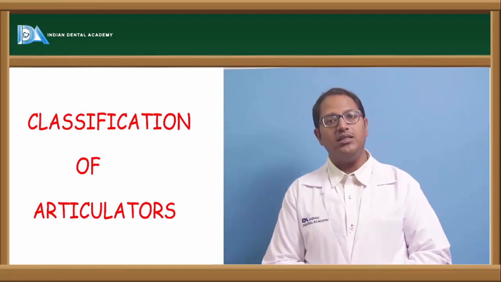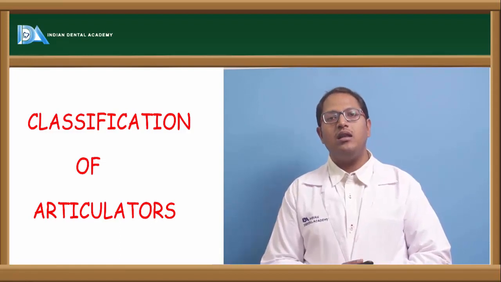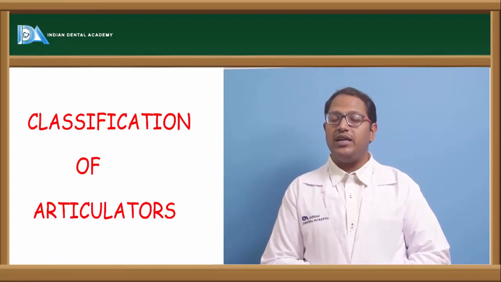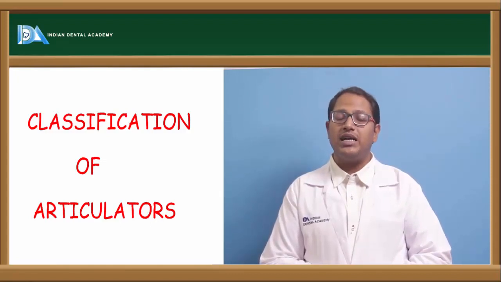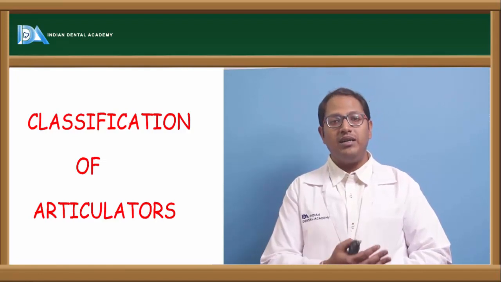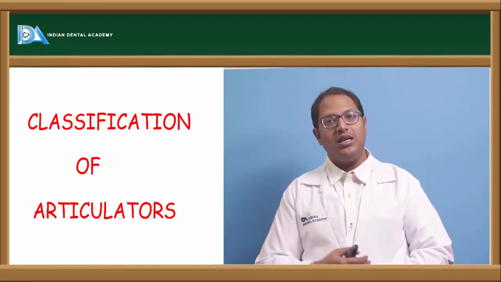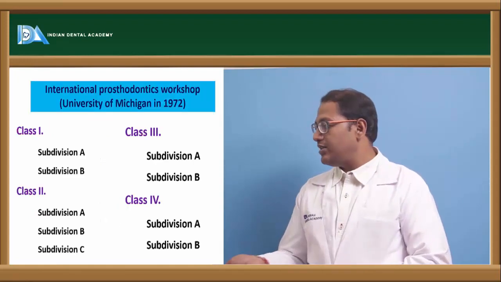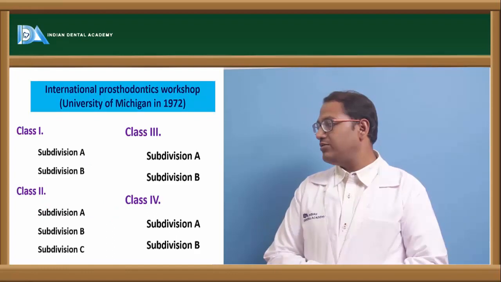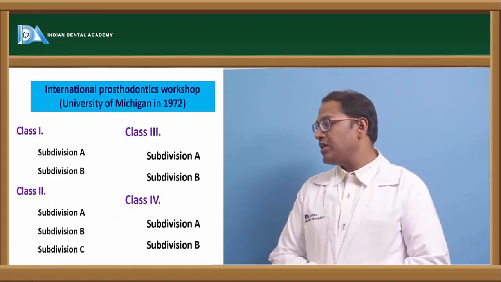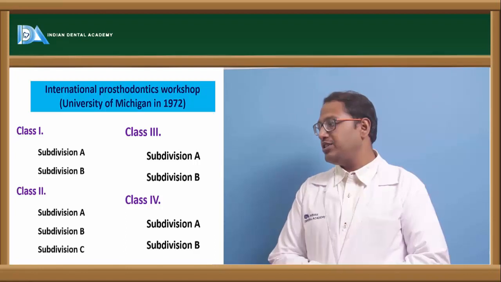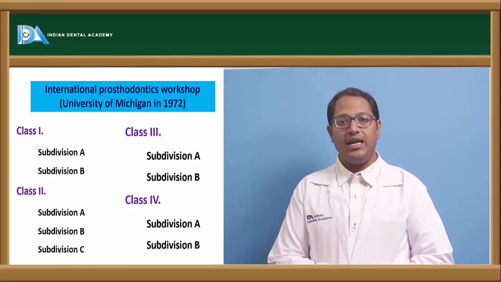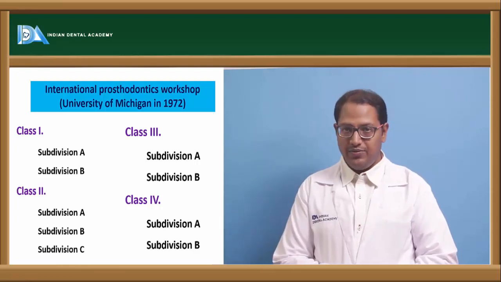Coming to the classification of articulators. As I told you earlier, over n number of years, n number of different models of articulators came up. So University of Michigan finally decided to give a classification which will be recommended for all those articulators which were discovered, up to the latest articulators that we use today. So the classification of articulators by University of Michigan, which was proposed in the year 1972: Class 1 subdivision A, subdivision B. Class 2 subdivision A, B and C. Class 3 has A and B. Class 4 again with A and B. We'll see one by one.